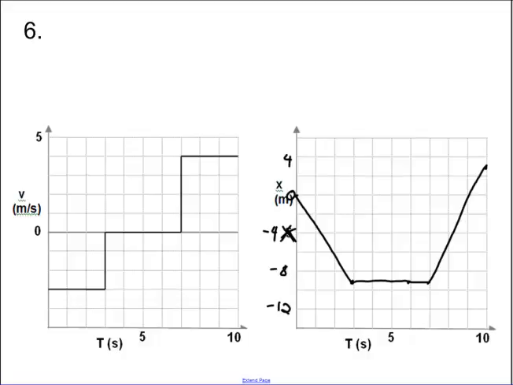Doesn't matter where we start, but the shape should be the same regardless of our starting point. We could also draw a graph starting at a positive 9 meters, going down to 0, and then up to positive 12 meters. So the shape of the graph is identical to our original graph. It's just slid up on the vertical scale to start at 9 meters rather than at 0. So again, we don't know where to start on a position time graph from a velocity time graph, but we know the shape of the graph will be the same regardless of where we start.